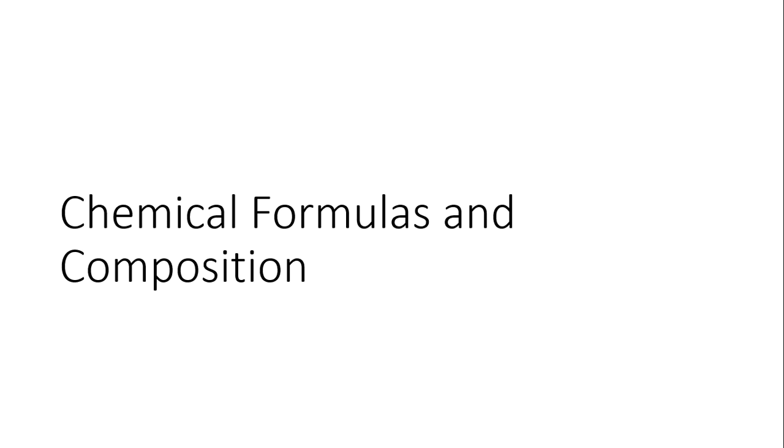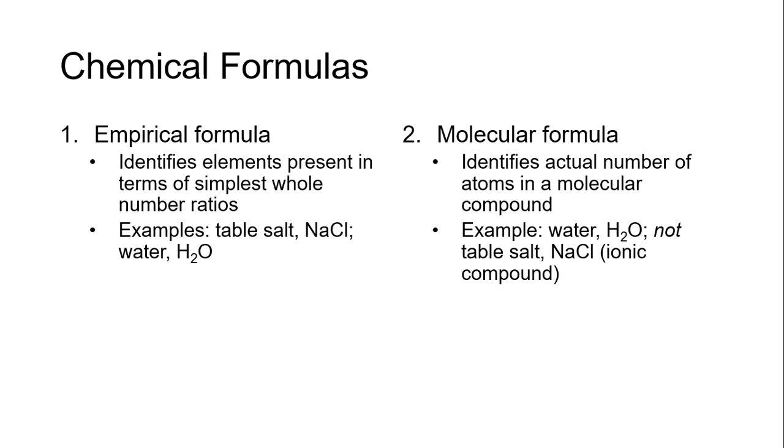In this video, now that we've finished talking about atoms and molecules, we're going to start talking about chemical formulas and composition of molecules. There are three different ways to describe a chemical compound, or three different formulas. The first two are empirical and molecular formulas. An empirical formula identifies elements present in terms of the simplest whole number ratios.